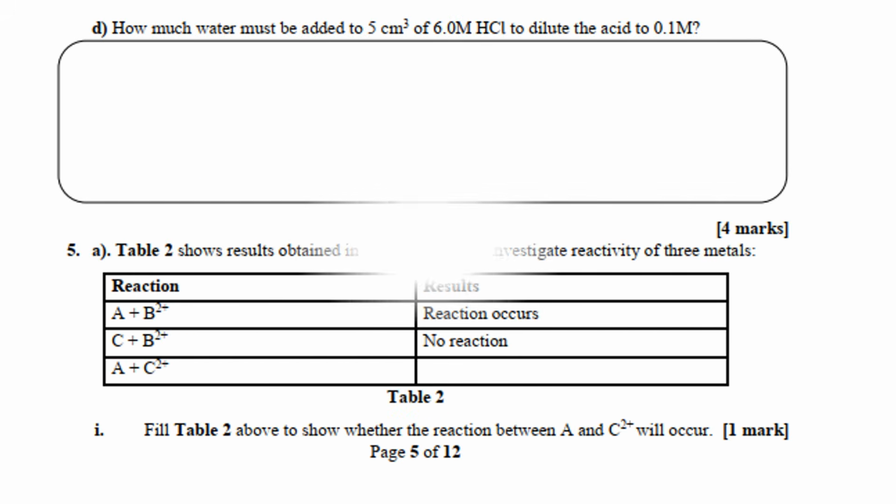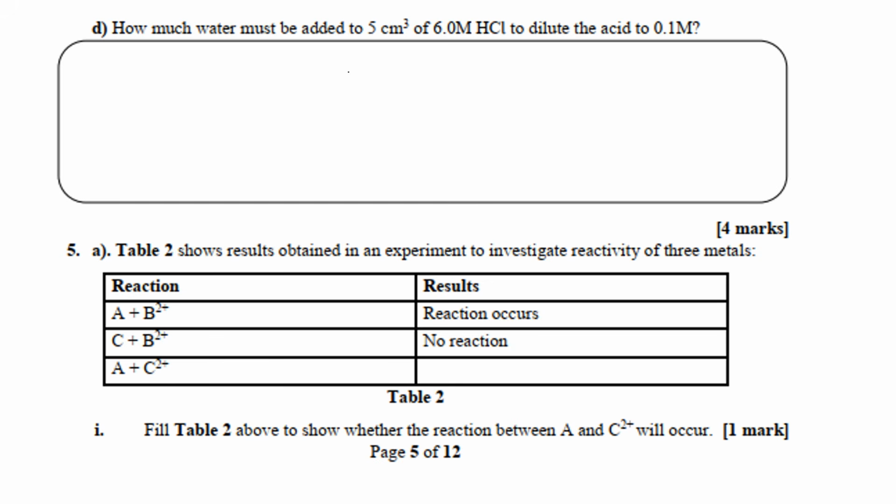Welcome, learners. Number 4D: how much water must be added to 5 cubic centimeters of 6.0 molar hydrochloric acid to dilute the acid to 0.1 molar? These numbers may need to make sense. What's 5 cubic centimeters? This is the volume of hydrochloric acid. So we already have a certain volume there of HCl. I want to give you a picture.